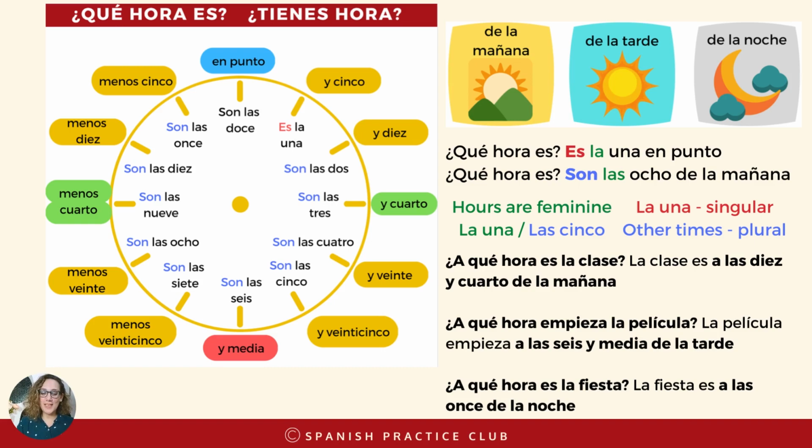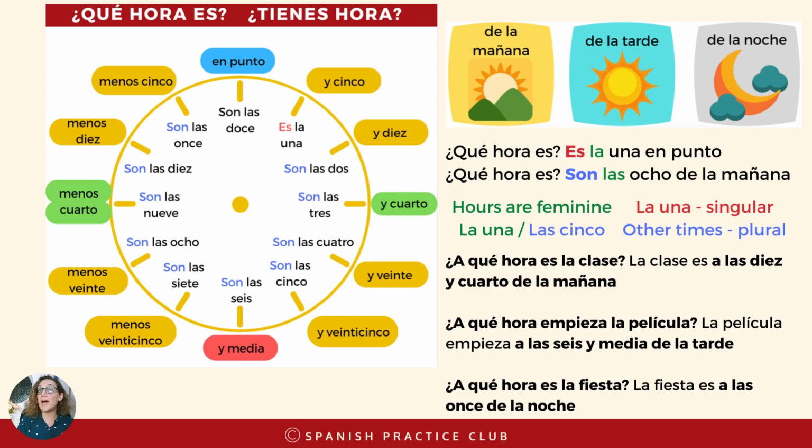At the bottom of this slide, you will see 3 questions. And you will notice that at the beginning of the question, we have the preposition a. We need a preposition when we are using a prepositional verb. So, for example, if we just want to know what time of the day it is, we do not need a prepositional verb. And as such, we just ask, ¿qué hora es? We're just describing, so what time is it? ¿Qué hora es? Son las 8 de la mañana.